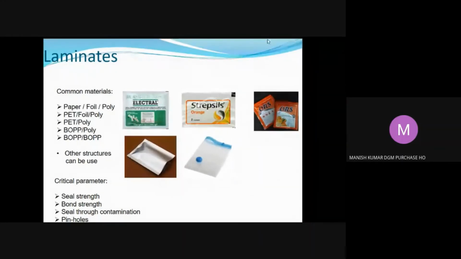Otherwise, if you have not selected the proper poly structure, it will leak after some time, because the dust will be coming in between the sealing area. So the seal through contamination property of the poly is very important when you are selecting pouches for pharmaceutical, food product, or anywhere you are developing laminates for powder packaging. Normally tablets will not come to the sealing area, but powder has a tendency to stick to the poly because of static charges, and it will get stuck and fail the sealing property in laminates.